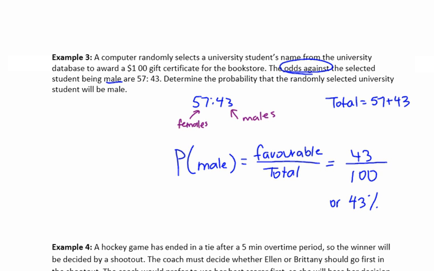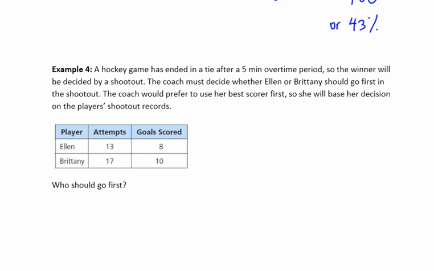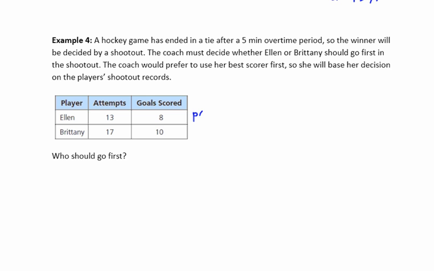Okay. A hockey game has ended in a tie after a 5-minute overtime period. So the winner will be decided by a shootout. Coach must decide whether Ellen or Brittany should go first. Coach will prefer to use her best score first, so she will base her decision on the players' shootout records. Okay, so who should go first? So let's go with the probability of Ellen scoring.